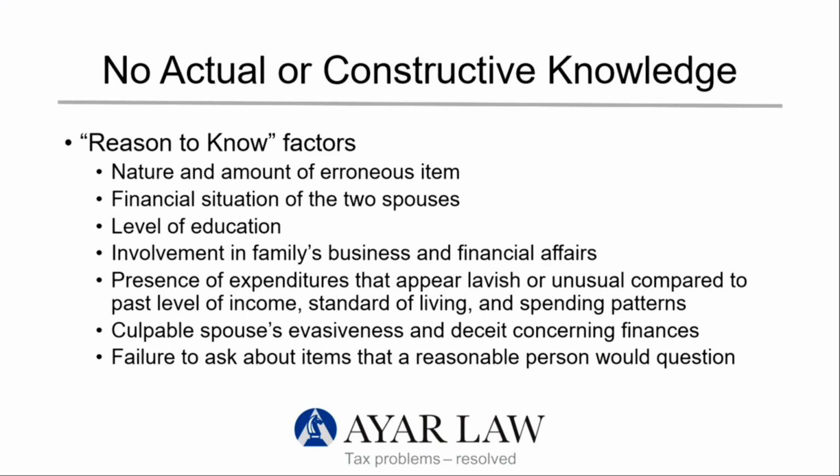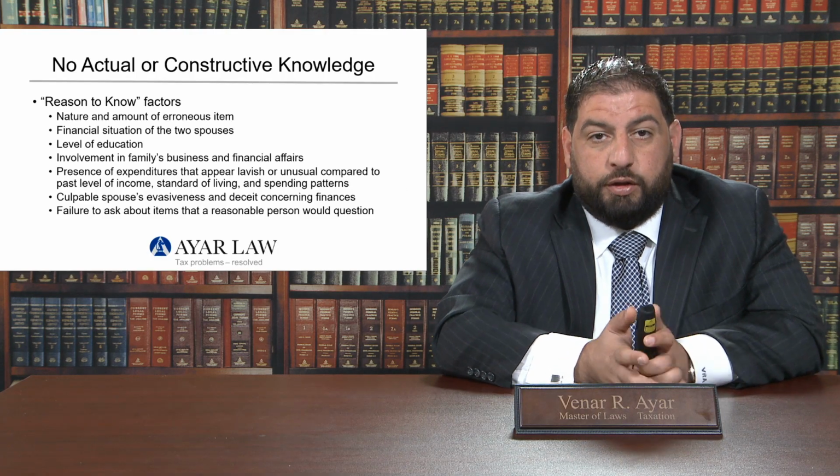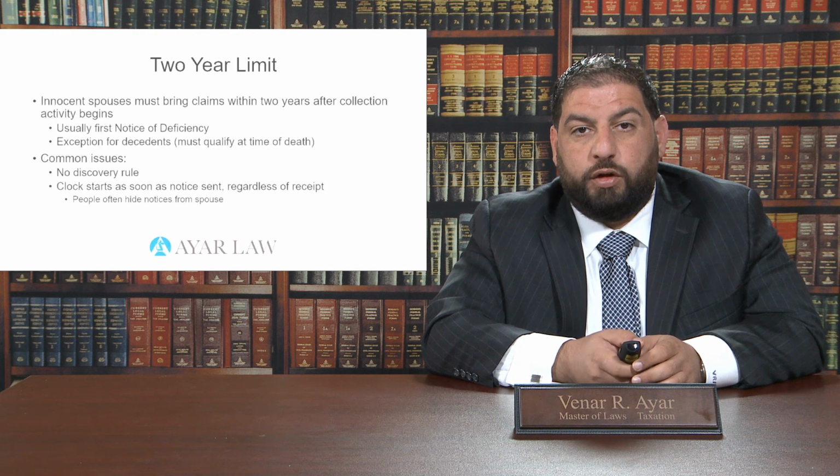They look at the totality of the circumstances, including the nature of the erroneous items, financial situation of the spouses, level of education, involvement in financial affairs, presence of lavish lifestyle expenses or spending patterns compared to previous years, evasiveness or deceit concerning finances, failure to ask about items that a reasonable person would question. That's what it all really boils down to. If there are certain red flags that you should have picked up on and didn't ask about, then that can be used as reason to know.